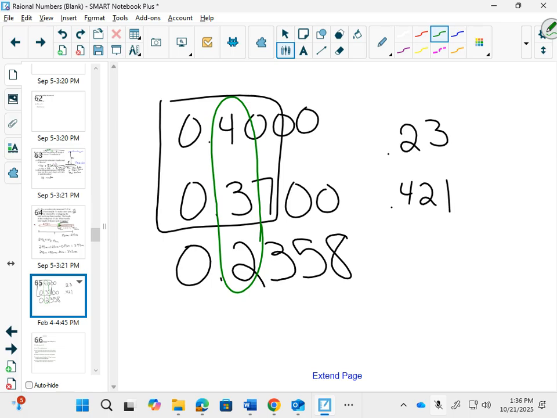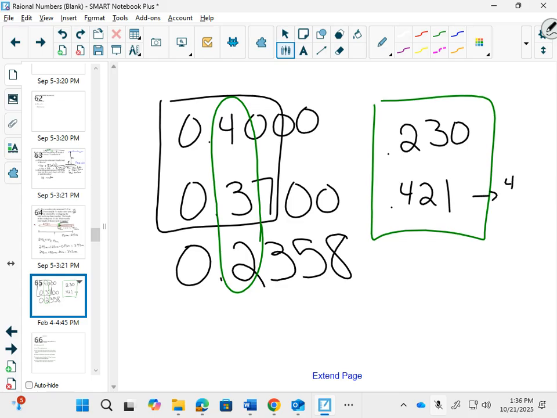Sometimes people compare by having the same amount of decimals. So with the 0.23, when I'm comparing these two, I could add a 0: 0.230 and 0.421. Then I'm looking at the thousandths for both of them. This one is, as a fraction, 421 over 1,000, and this one is 230 over 1,000. Which one has more pieces?